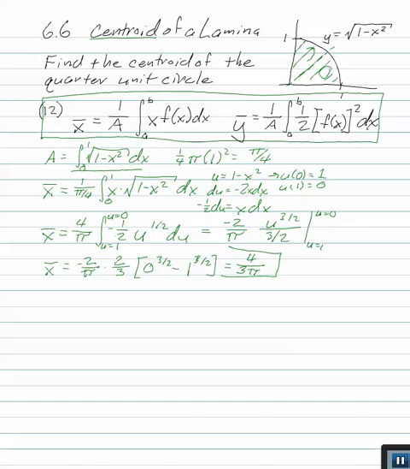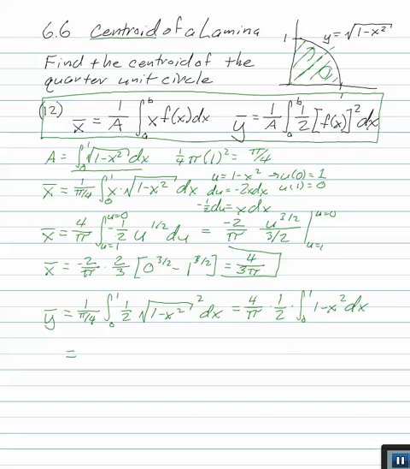To find our y-coordinate, we're going to use the other equation. It's really just a matter of being able to plug the function into the equation correctly. So y bar is 1 over A, so 1 over pi over 4, times the integral from 0 to 1 of 1/2 times the function square root 1 minus x squared dx. So the squared kills the square root, which is wonderful. That gives us, factoring out our 1/2 and flipping our pi over 4, a 4 over pi times 1 over 2 times the integral from 0 to 1 of 1 minus x squared dx.